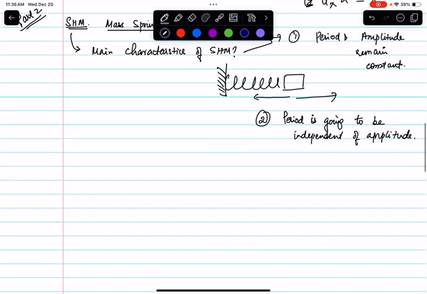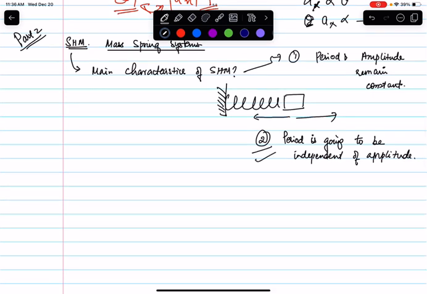Period is independent of amplitude, and the amplitude and the period always stay constant in a simple harmonic motion. This is considering the fact that there is no frictional force. If there's no frictional force, the period and the amplitude will just stay constant. So now what we can do is understand these mass spring systems.